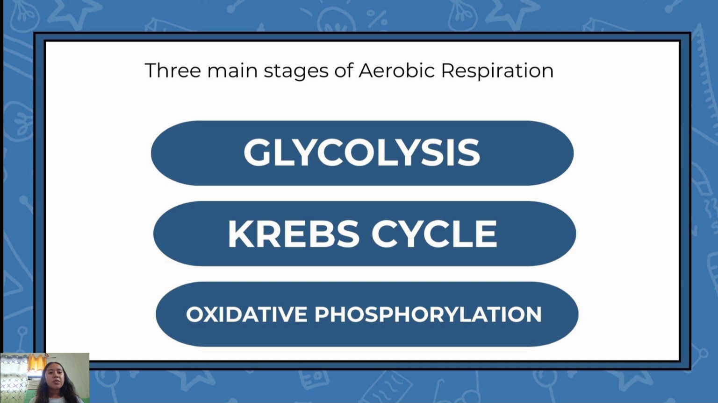Here are the three main stages of aerobic respiration, which break down glucose along with oxygen and produce ATP. The first one is glycolysis. In this stage, glucose is broken down into pyruvate in the cytoplasm, producing a small amount of ATP. The second one is the Krebs cycle. Pyruvate is further broken down in the mitochondria, releasing carbon dioxide and more energy carriers. The last one is oxidative phosphorylation. This includes the electron transport chain. In this stage, oxygen is used to help release a large amount of ATP and produce water as a byproduct.